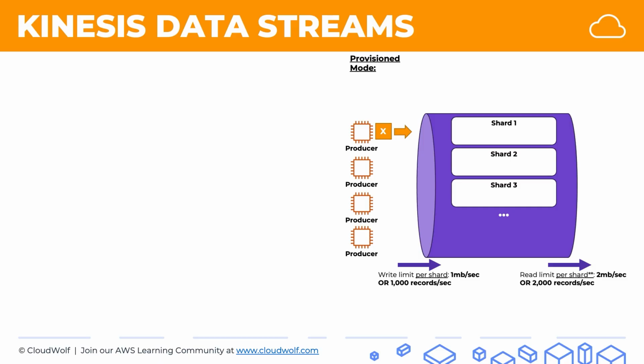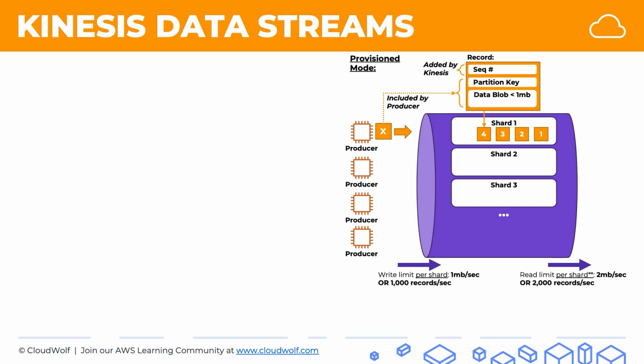Okay, so producers are producing their data packages. The packages go into the shards, and here's what a record looks like. There will be a sequence number which is added by Kinesis. In this case, it's number 4 for this package inside the shard. And there will be some information included by the producer. This includes the partition key and the data blob, or the data payload, which needs to be up to 1 megabyte. Now, why are partition keys important?